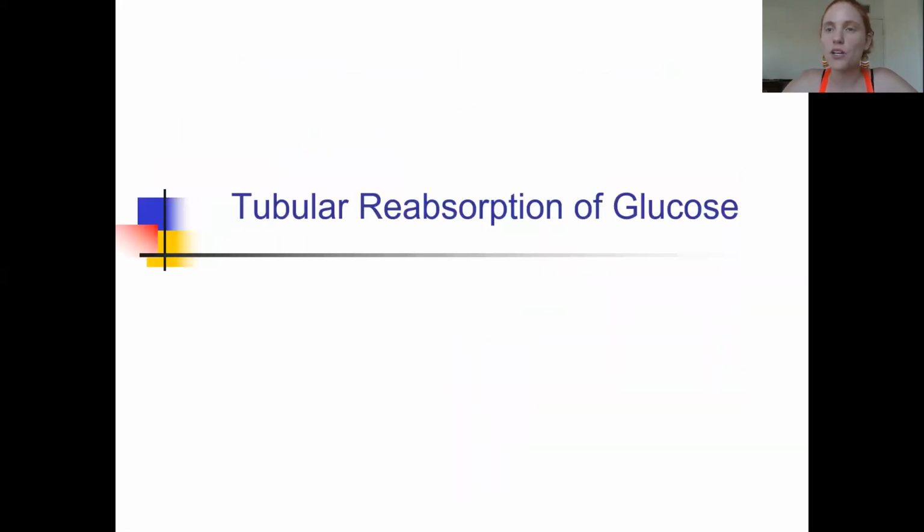Okay, so I'm going to go ahead and stop it for now, and we'll come back. We'll talk about glucose reabsorption, tubular secretion, and then the role of aldosterone.